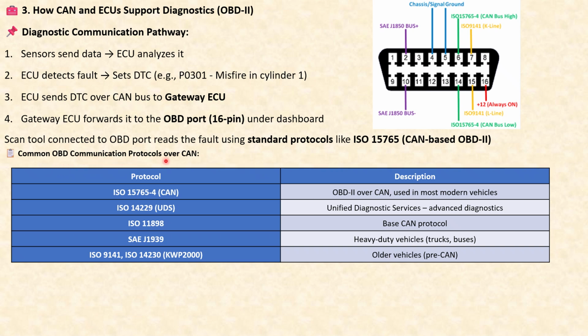Now coming to the common OBD communication protocols over CAN. These are extremely important: ISO 15765, ISO 14229 UDS, ISO 11898, and SAE J1939, which is exclusively for heavy duty trucks. Also ISO 9141, which is still used in older vehicles. Of course, this is rapidly becoming obsolete, but some old vehicles still use this protocol, along with Keyword Protocol 2000.